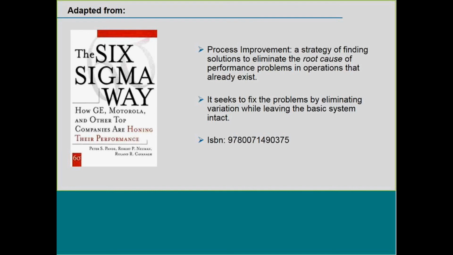If you'd like to learn more about the Six Sigma process and Lean methodologies, The Six Sigma Way is a great book to pick up and read a little bit more about the Six Sigma process. The Six Sigma Way defines process improvement as a strategy of finding solutions to eliminate the root cause of performance problems in operations that already exist. It seeks to fix the problems of eliminating variation while leaving the basic system intact.